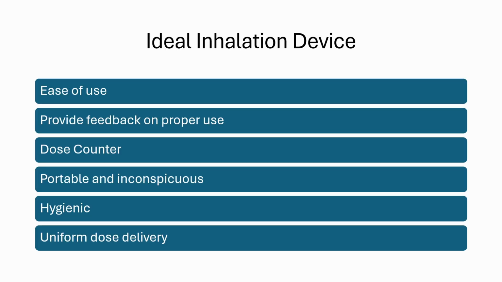The ideal inhalation device should be easy to use, especially for children and the elderly, and when needed for acute attacks. The device should provide feedback on proper use to ensure proper patient handling. Ideally, these devices should display some sort of dose counter to indicate how many uses remain in the device. They should be portable and inconspicuous to provide convenience to the patient. The device's mouthpiece should be easy to clean to maintain a hygienic environment. And lastly, the device should provide accurate and uniform doses with each use.